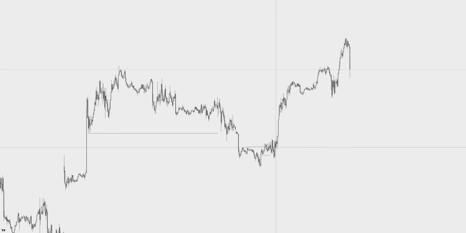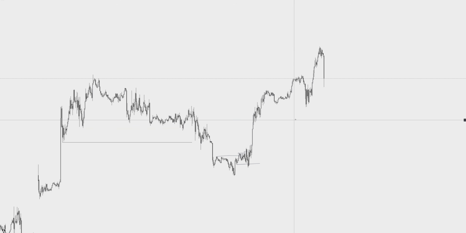Just inducing traders, right? Inducing buyers. You got that order flow. And then the market comes, takes out all that liquidity, and then starts moving to the upside. Okay. Same thing goes here.